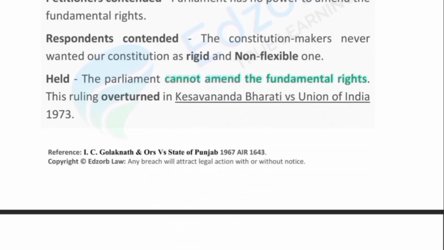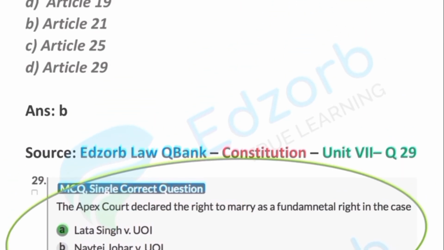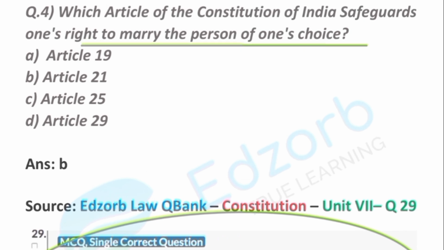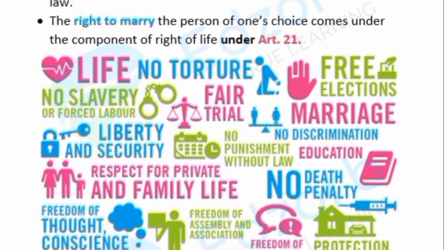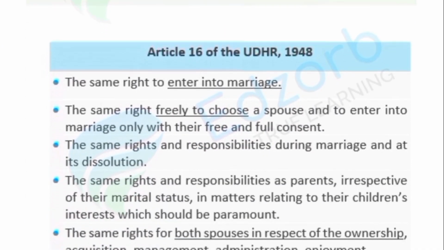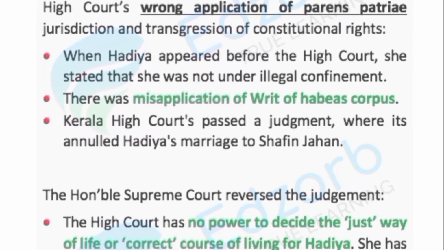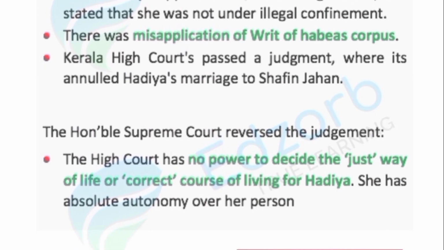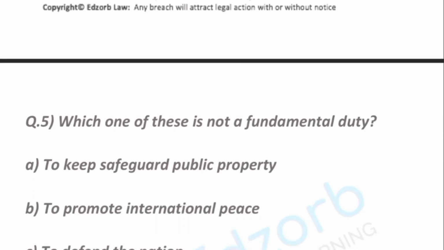Now the fourth question was also covered by us in our QBank, and we found that Lata Singh versus Union of India recognizes the right to marry as a fundamental right. Now there have been subsequent reiterations of this, that the right to marry is in fact a fundamental right. It is in fact also recognized by the Universal Declaration of Human Rights. Now a recent reiteration of the same law is there in Shafi Jahan case, where the Supreme Court has found the right to marry the person of one's own choice to be integral to Article 21 of the Constitution of India.